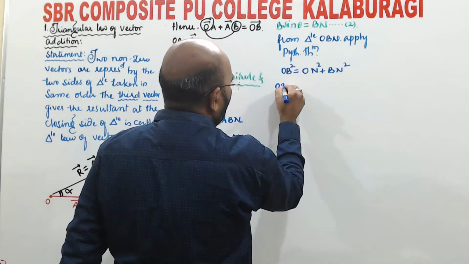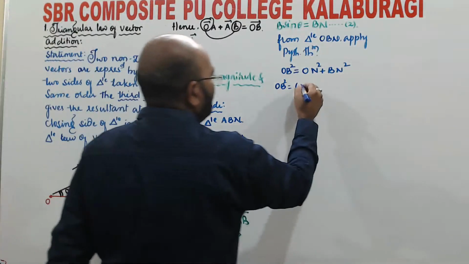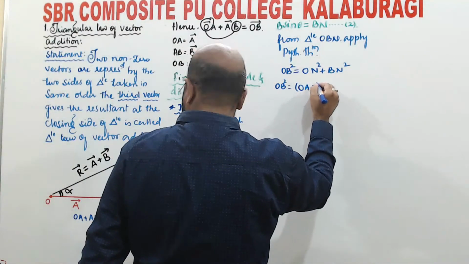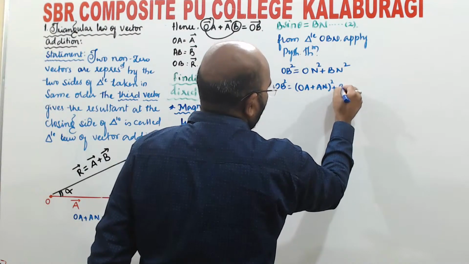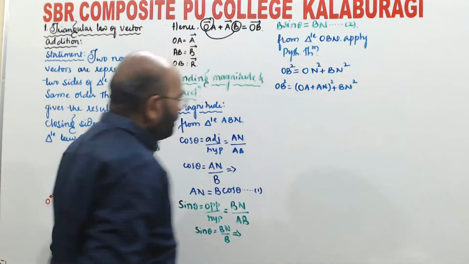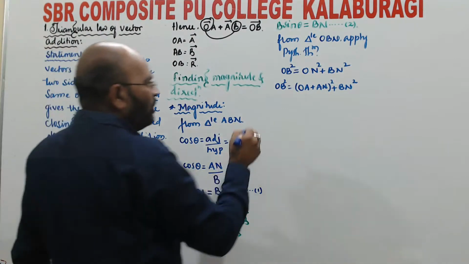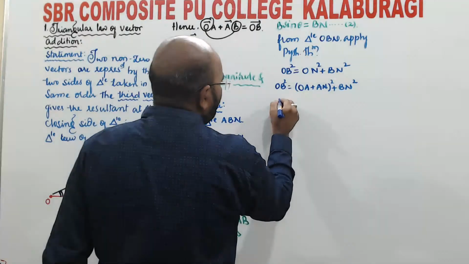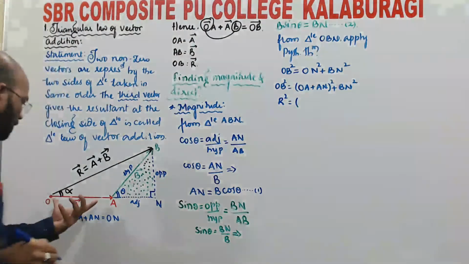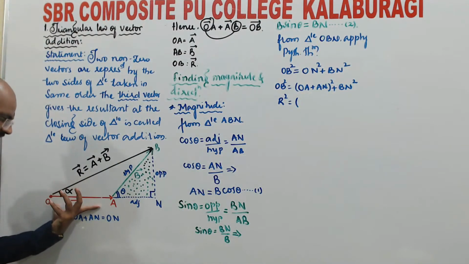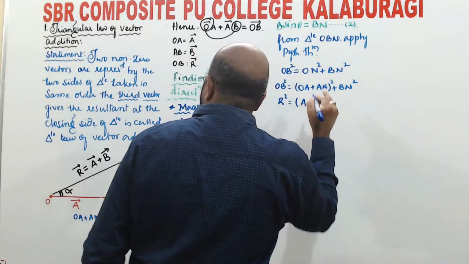OB square is equal to (OA plus AN) whole square plus BN square. You know very well OB is the resultant of the two vectors. Then we only consider the magnitude, that is, R square is equal to OA. O to A is nothing but A. We get A plus AN.